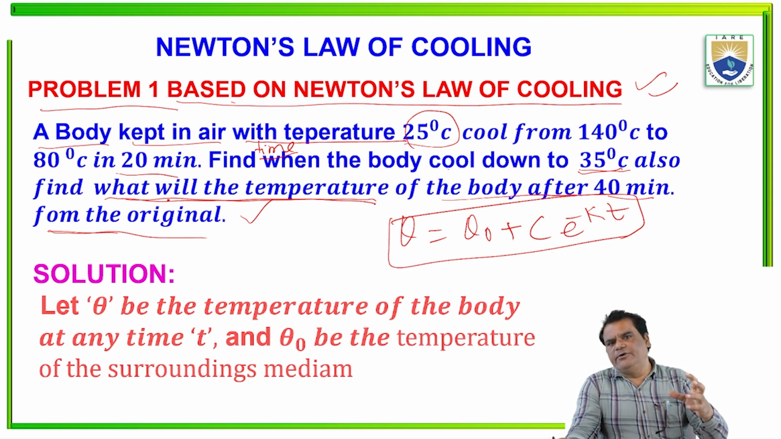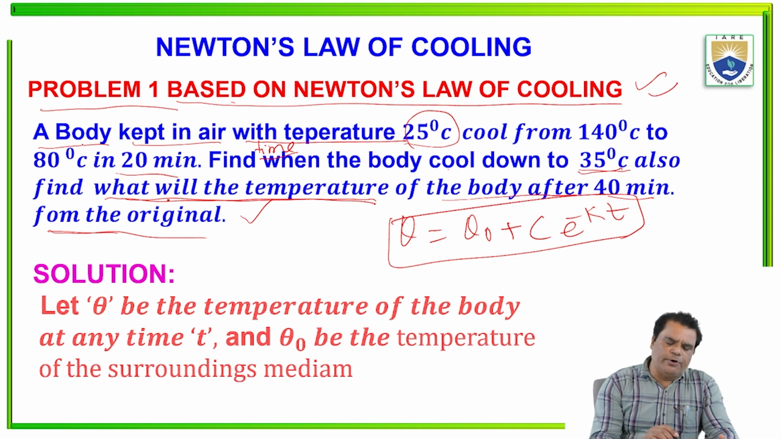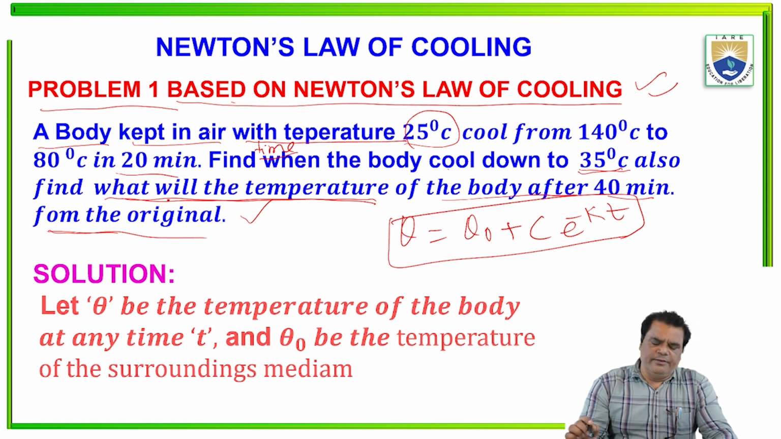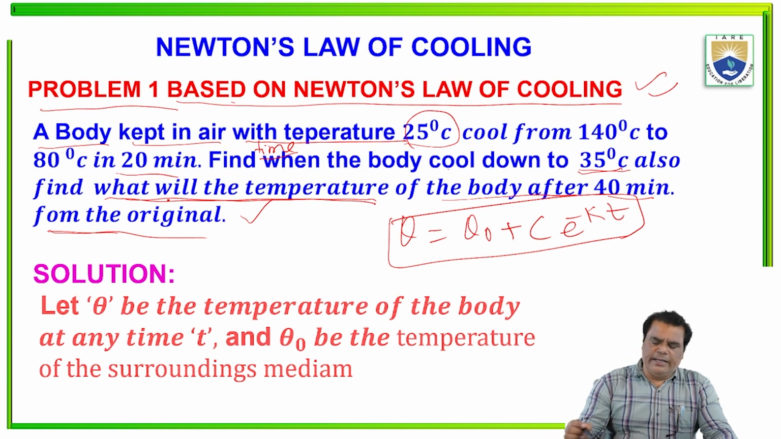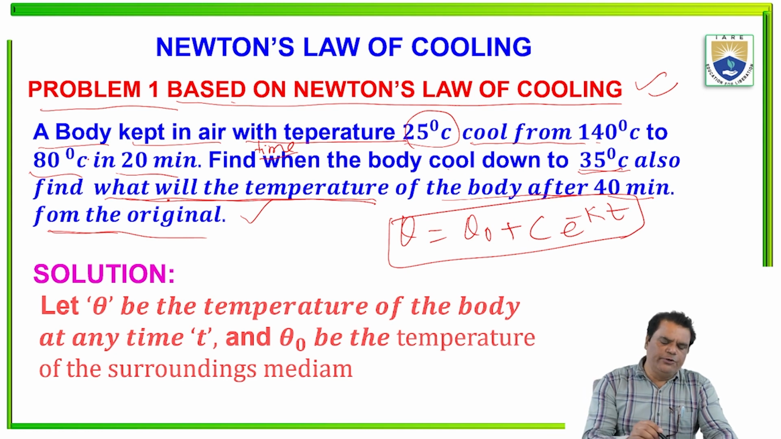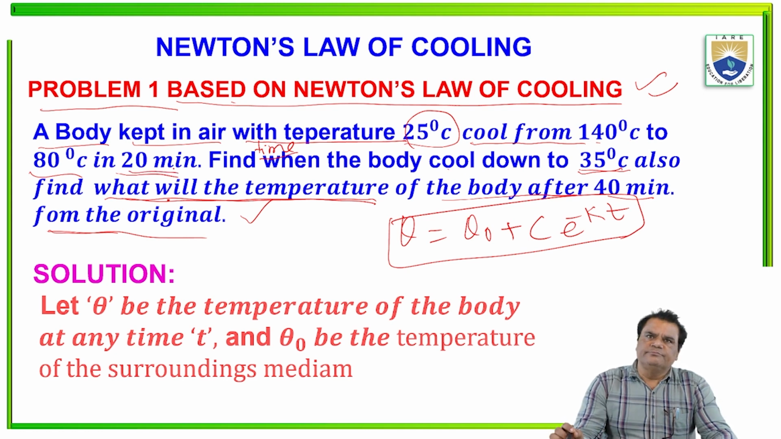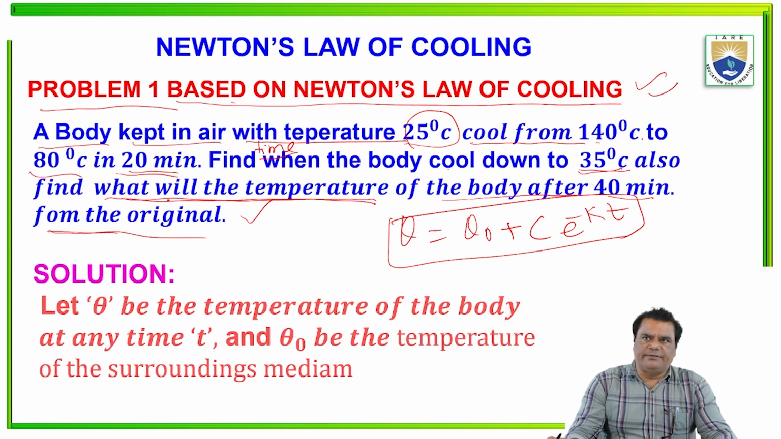Again, I want to read the problem. A body is kept in an air medium with temperature 25 degrees centigrade, and the temperature of the body cools from 140 degrees centigrade to 80 degrees centigrade within 20 minutes. Find the time when the body cools down to 35 degrees centigrade.